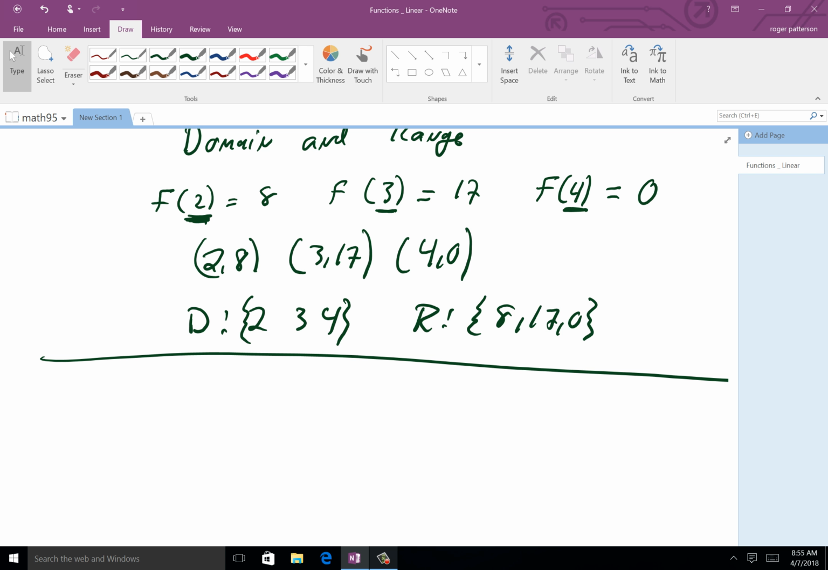Okay. Let's do this. y equals 2x squared minus 8. Same thing here. Let me get rid of this. Again, every x has one y. So we say that's a function.